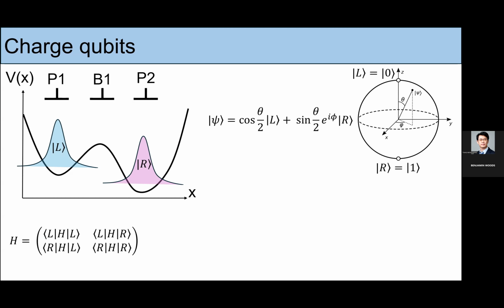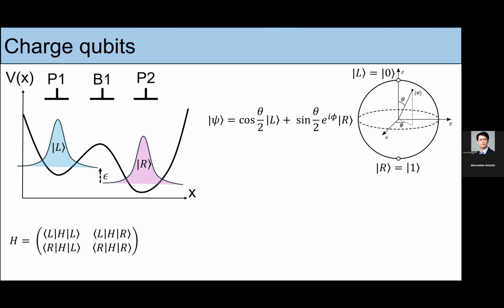Now, in this case, it's very simple, because it's just a 2-level system, and so it's just a 2x2 Hamiltonian. So it's nothing scary. Let's just break this down. On the diagonals, these are going to be the energy expectation values for our charge states, our left and right charge states. And these can be controlled via the plunger gate voltages. By just tuning the electrostatic potential that each dot feels, I should be able to control these diagonal elements.